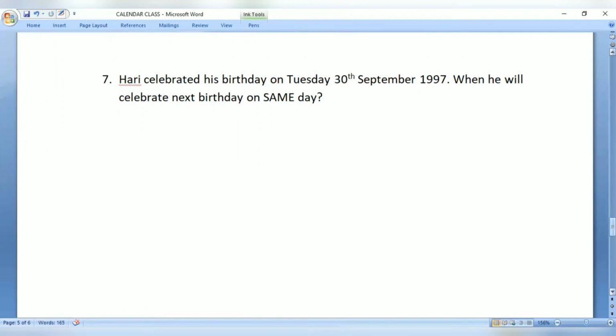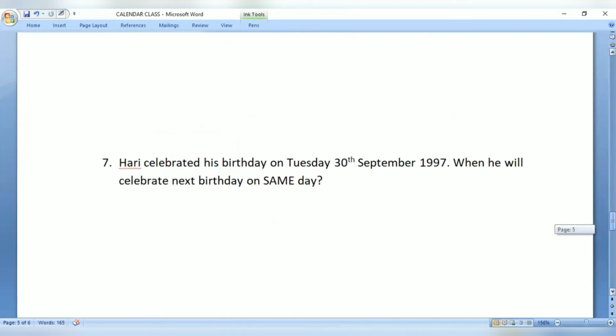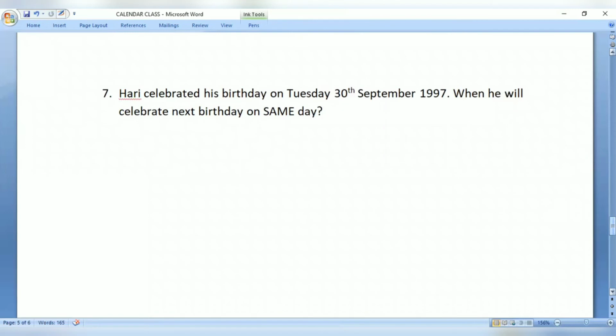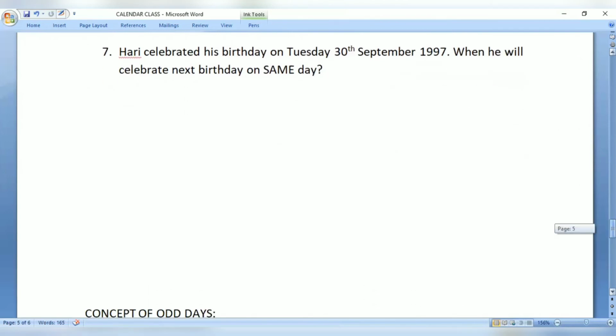Hari celebrated his birthday on Tuesday, 30th September 1997. When will he celebrate the next birthday on the same day? That is the question now. Okay. Now, imagine 30th September 1997 is there. So a boy named Hari celebrated his birthday on this particular day. If he would like to celebrate his birthday again on Tuesday, then in which year will it be possible? Right? So that is the question being asked.